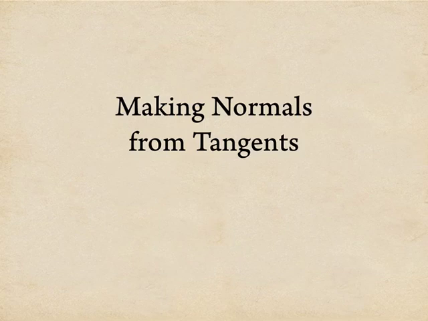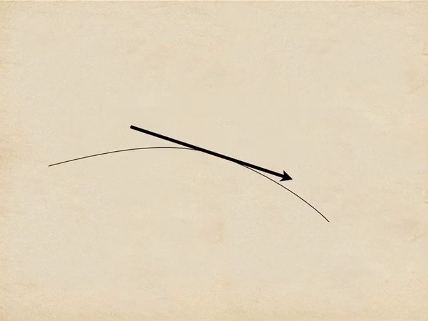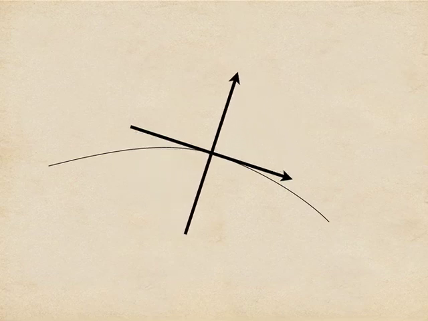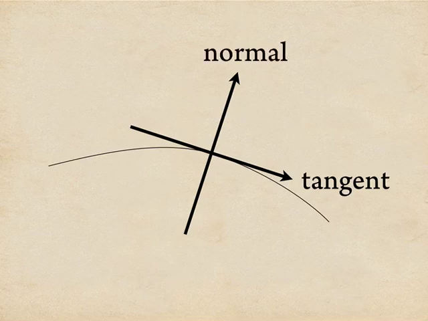We've seen how to get the tangents. How do we get the normals? Well, I'm sure you're way ahead of me. If this is the tangent, then this is the normal. I'll label them for you so we can keep them straight. The tangent is the one that just kisses the curve. The normal is perpendicular to the curve. Of course, we know how to find this. This is just the rotate 90 trick. In this case, I'm rotating the tangent 90 degrees counterclockwise. So let's put all the pieces together.